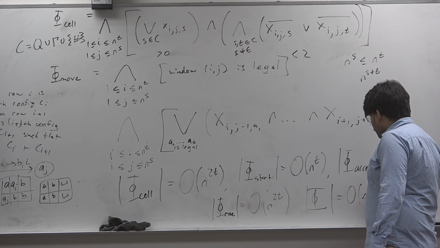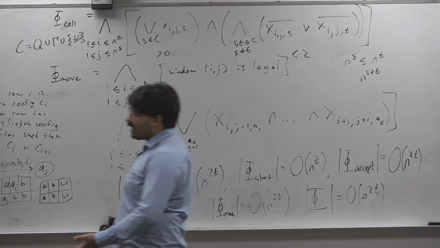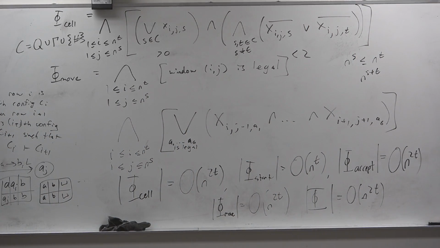So the size of the total formula, which is the AND of those parts, is just O of n to the 2t. So this polynomial time reduction can write down this polynomial size formula efficiently, right? Now, it doesn't know if the machine accepts, but it can write down the formula. That's the core idea.